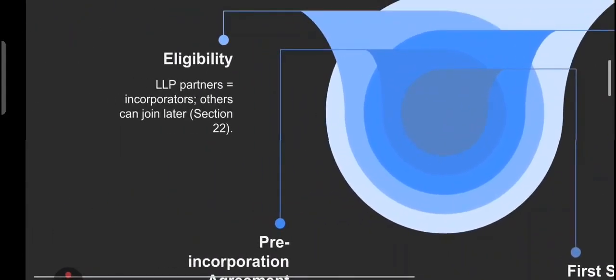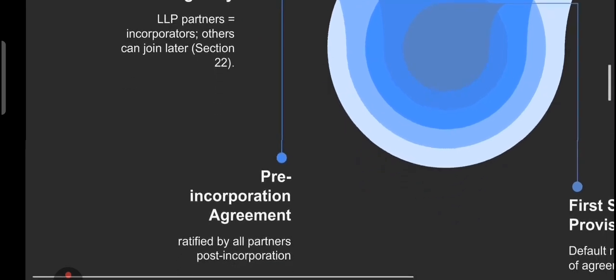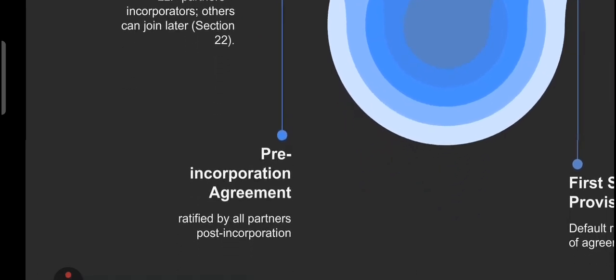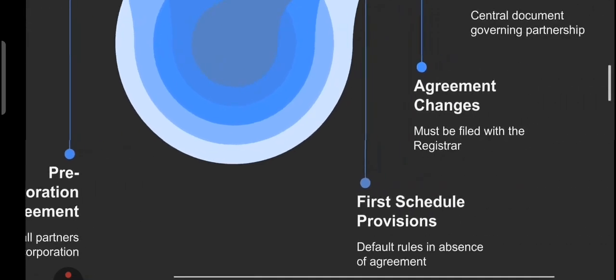So what we learned, first of all, eligibility. Only those incorporators who are involved in setting up the LLP can be partners in the beginning. Others can join later as per Section 22. Pre-incorporation agreement means before the LLP is officially registered, the partners may agree on certain terms, and the agreement must be confirmed by all partners after the LLP is formed.